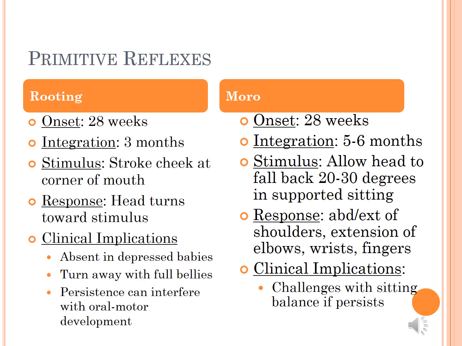First primitive reflexes that we're going to go through are rooting and Moro. The rooting reflex is one where you stroke the side of the baby's cheek right around in the corner of their mouth. Their response is they will turn towards that stimulation. This is helpful for when you're indicating whether a baby is hungry or not. So trying to root towards the mother's breast or a bottle.